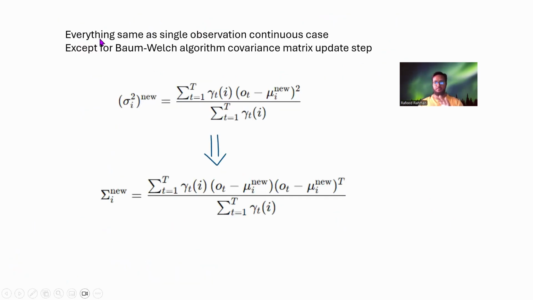So in this particular scenario where we have multiple observations, everything is the same as the single observation continuous case, except for one change in the covariance matrix update step of the Baum-Welch algorithm. Previously we had the variance and we would update the variance in the M step of the Baum-Welch algorithm for HMM training. But this time we are going to replace this variance with the covariance matrix. And obviously we will not do any square because we are going to do a vector multiplication. So this will be a column vector and this will be a row vector. If we multiply a column vector with a row vector, we are going to get a matrix, and that matrix will be our covariance matrix.